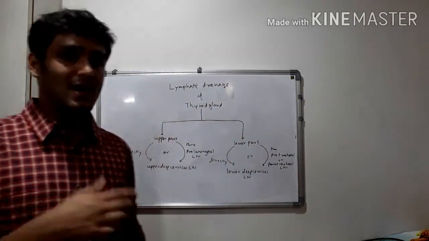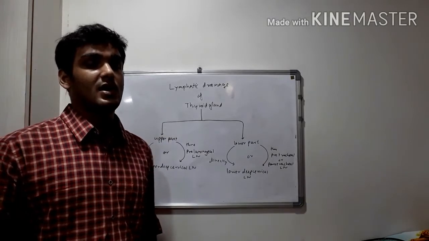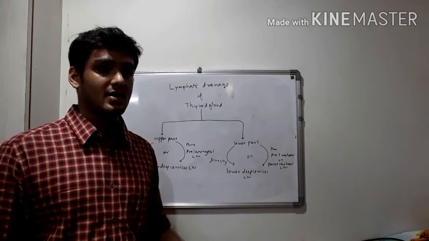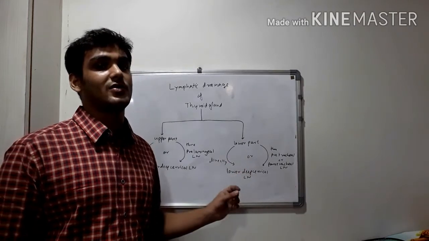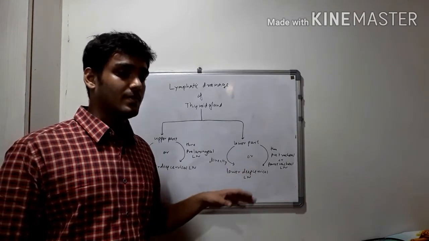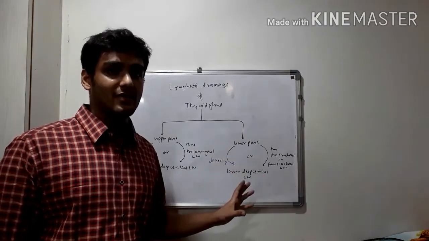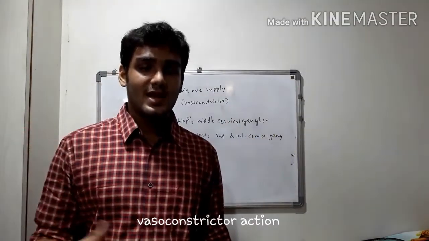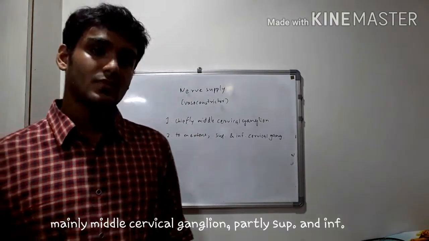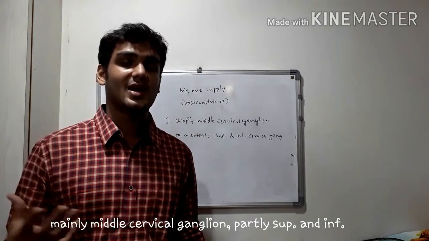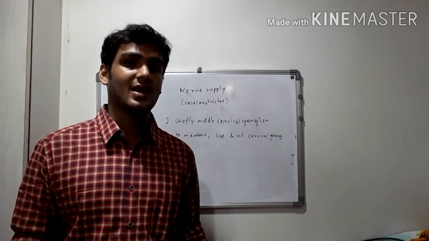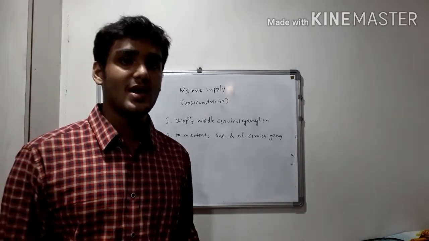So for the upper part, we have the upper deep cervical lymph nodes, either directly or through prelaryngeal lymph nodes. And for the lower part, we have the lower deep cervical lymph nodes, either directly or through pretracheal or paratracheal lymph nodes. Now coming to the nerve supply of thyroid gland. This nerve supply has vasoconstrictor action. Chiefly we have the middle cervical ganglion, and partly there is involvement of superior and inferior cervical ganglia. So the nerve supply is mainly from middle cervical ganglion.